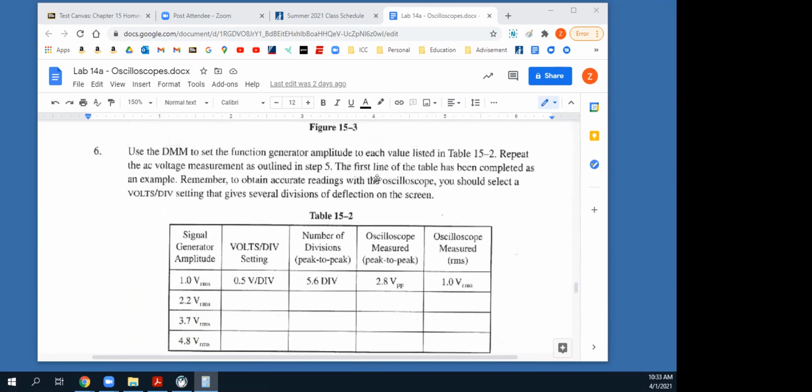Remember, to obtain accurate readings with the oscilloscope, you should select the volts per division setting that gives several divisions of deflection on the screen. Okay, so let's look at the second one, and then you should be able to do all of these on your own. The first one is the example we just did. It's already filled out. Okay, so 2.2 volts RMS, and let's go ahead and put our bench meter on there at the same time.